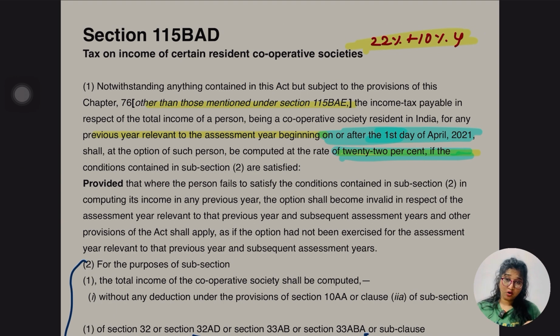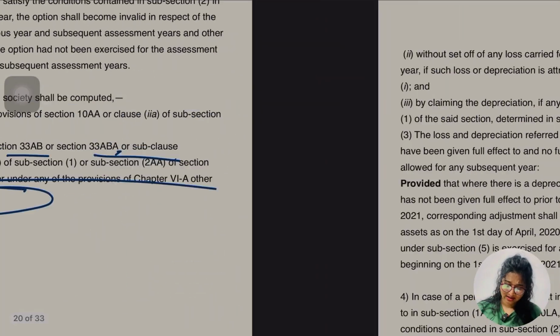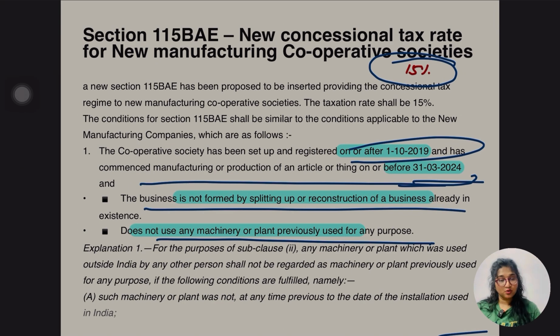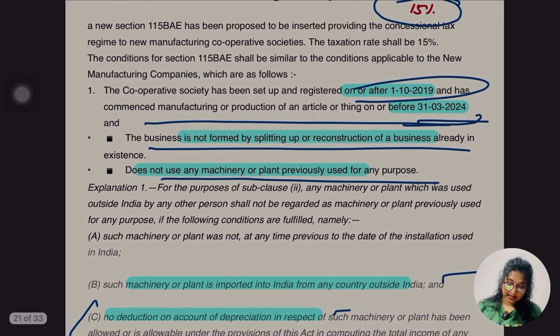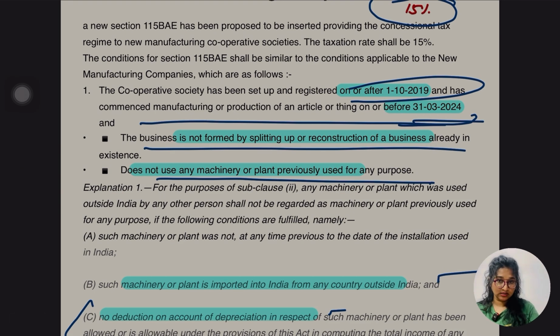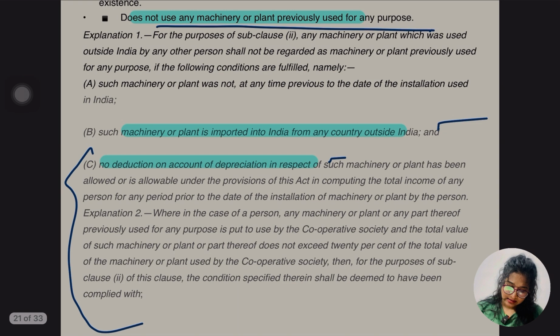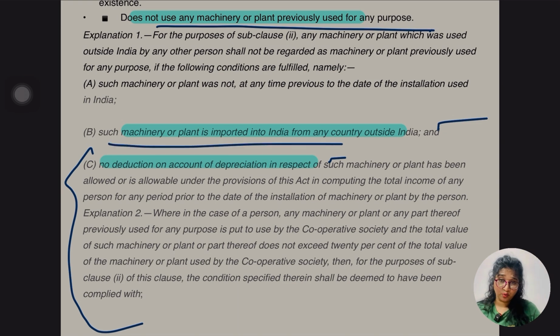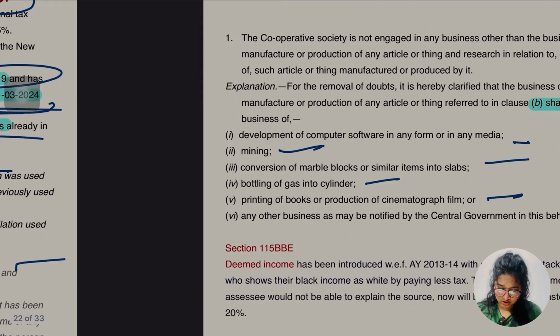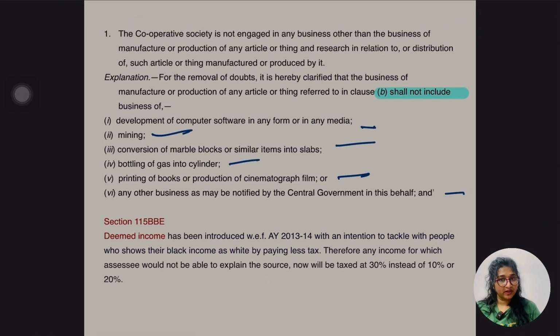Now section 115BAD, this is for the cooperative society, sections BAD and BAE. For this it was 22%, right? The same conditions are mentioned in this section, nothing more. For BAE it's going to be 15%. The same things are again mentioned: October 2019 before 1st of April 2024, 23, then 24, and nothing else. Such machinery, if it is imported from outside, in that case it would be assumed to be new machinery. Same conditions, nothing more. So up to this, hope everything is clear.